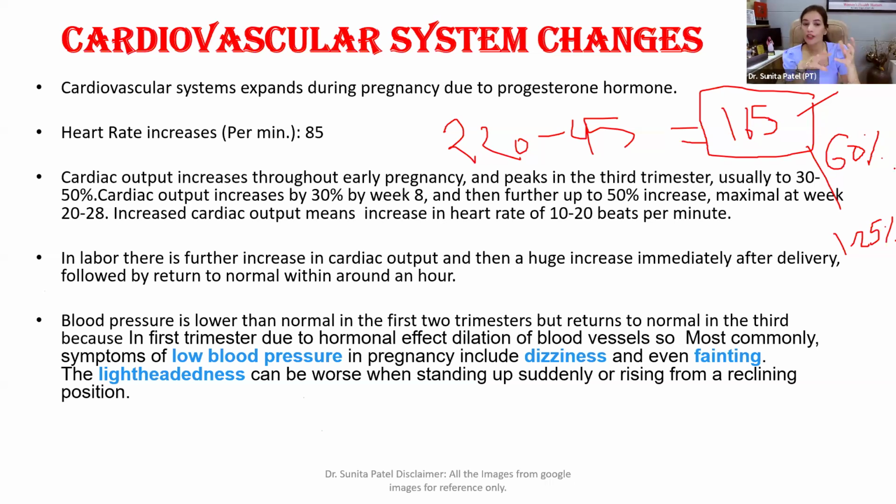Blood pressure is lower than normal in the first 2 trimesters, but it will return to normal in the third trimester. Why? Because there is too much blood requirement around the uterus. So blood pressure can always show you some kind of change. It can be low blood pressure in a female, and that low blood pressure can be the reason for dizziness and fainting, because the oxygen will not reach every organ, even the brain. A female can feel lightheadedness also.